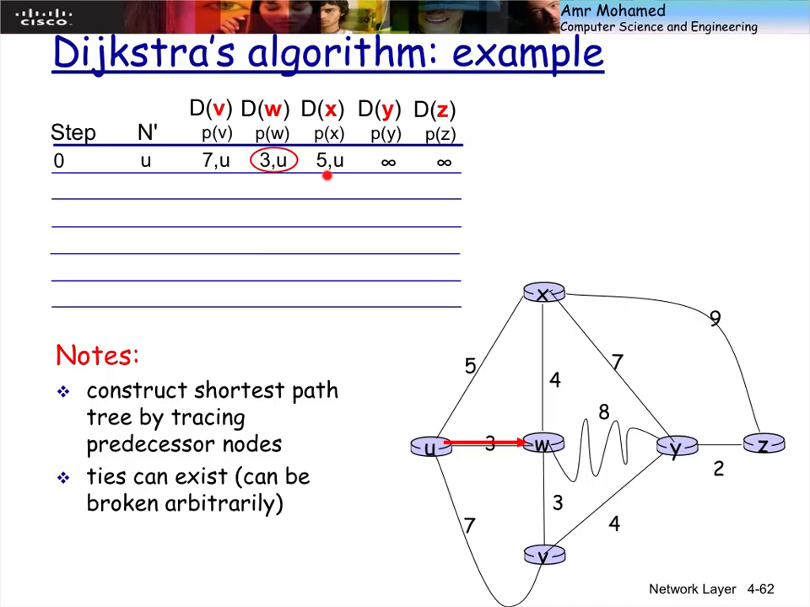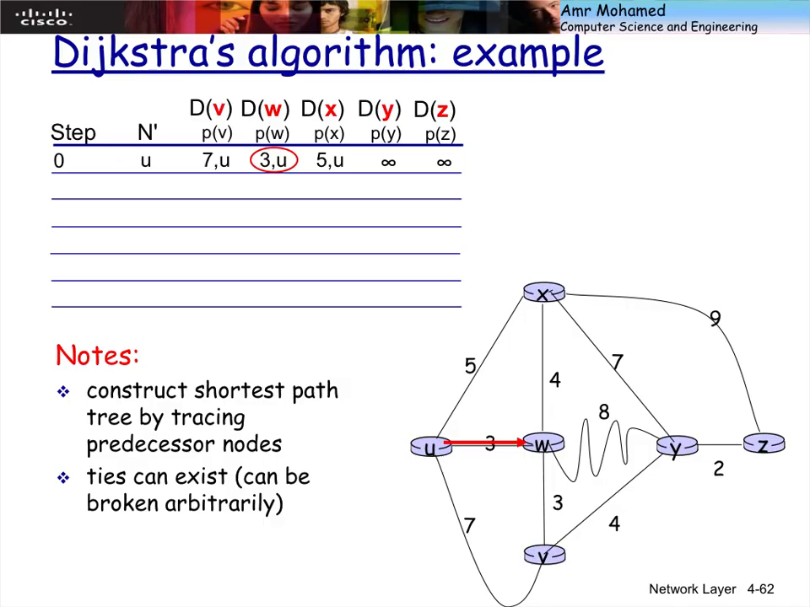So we can construct this row. Anyone not sure how we constructed this row? This is very easy. From node U, which is the predecessor for all these entries, we can know the distance. The directly connected ones are 3, 5, 7, easy. And the indirectly connected one is by default infinity. Okay, the next step is easy.